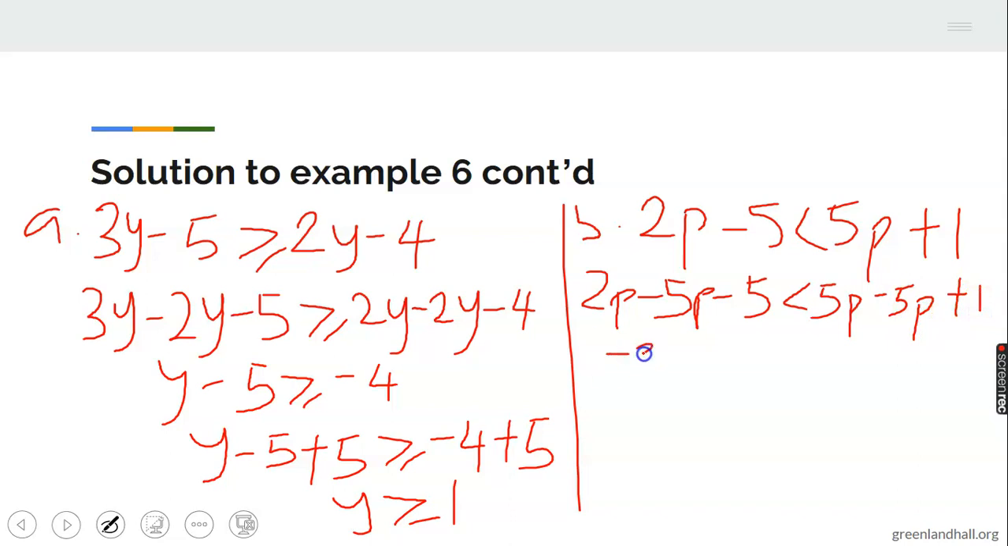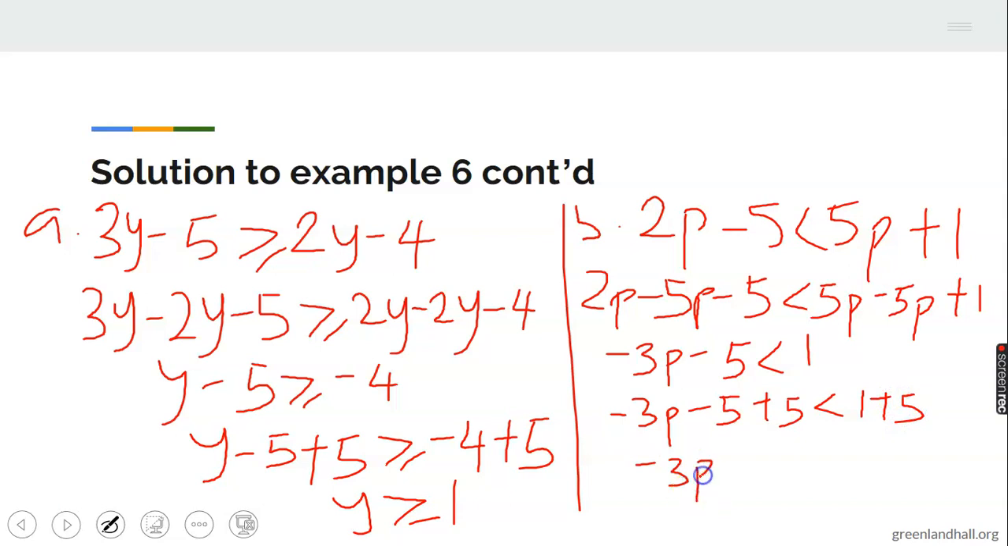And this will give me minus 3p minus 5 is less than 1. So add 5 to both sides. That will be minus 3p minus 5 plus 5 less than 1 plus 5. And that will be minus 3p less than 6. So I'm dividing through by minus 3. And once I do that, the inequality sign will change to p greater than minus 2. And that is my final answer.